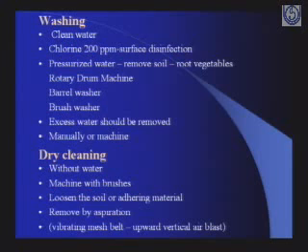Then dry cleaning. Sometimes fruit and vegetables, say in the case of potato, if you wash it, it is liable to be spoiled quicker than dry-cleaned fruits and vegetables or potatoes. In dry cleaning, we do not add water. It is done without water, by machine or with brushes. Brushes clean them and loosen the soil and adhering materials, which are removed by aspiration, and on the vibrating mesh belt, an upward vertical air blast can remove all the foreign material, soil and other things adhering to the surface of the fruit and vegetables.